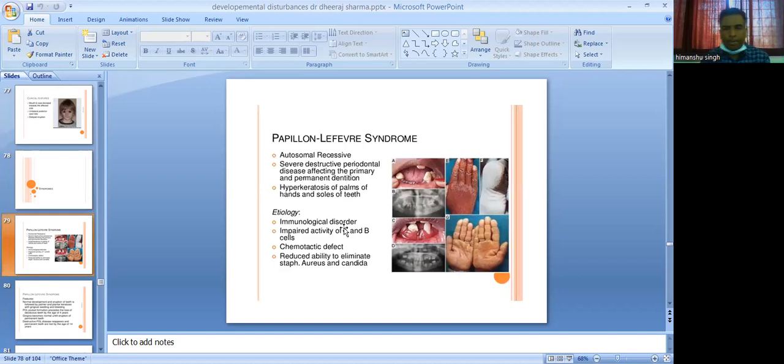Syndromes. Papillon-Lefevre syndrome is an autosomal recessive condition. There is severe destruction of the periodontal structures affecting the primary as well as the permanent dentition, with hyperkeratosis of the palms of hands and soles of the feet. Etiology includes immunological disorder due to impaired activity of T and B cells. There is defective chemotaxis, and reduced ability to eliminate Staphylococcus aureus and Candida albicans from the oral cavity.